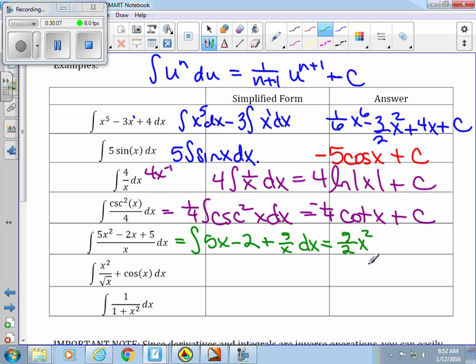Good. Add 1 to the power. Divide by the new power. And the 5's just hanging out. What about the minus 2? Minus 2x. What about the 5 over x? Plus 5 natural log of the absolute value of x. Plus c. Don't forget your plus c.